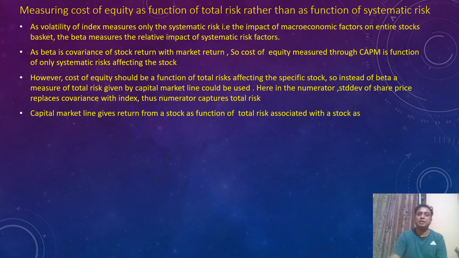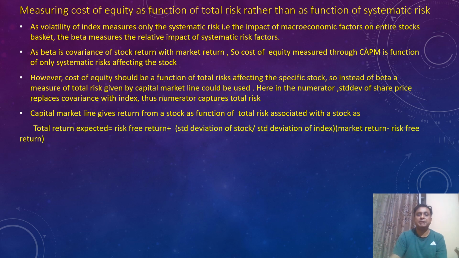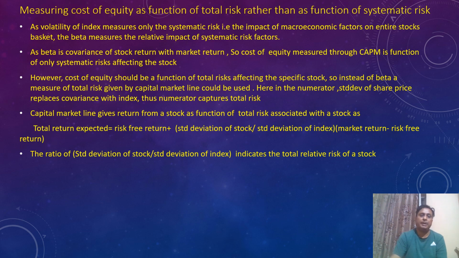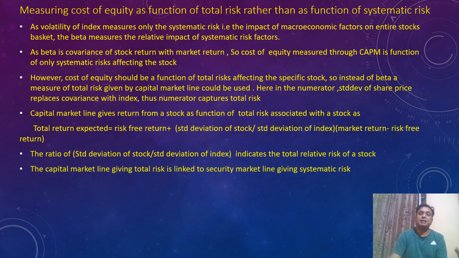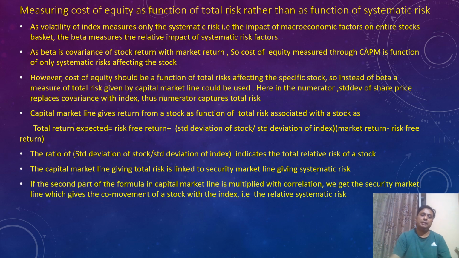Capital market line gives returns from a stock as a function of the total risk associated with a stock, as total return expected equal to risk-free return plus standard deviation of stock divided by the standard deviation of the index, into market return minus risk-free return. The ratio of standard deviation of stock by the standard deviation of the index indicates the total relative risk of a stock. The capital market line gives the total risk, as opposed to the security market line, giving the systematic risk. If the second part of the formula in the capital market line is multiplied with correlation, we get the security market line, which gives the co-movement of the stock with the index. That is the relative systematic risk.